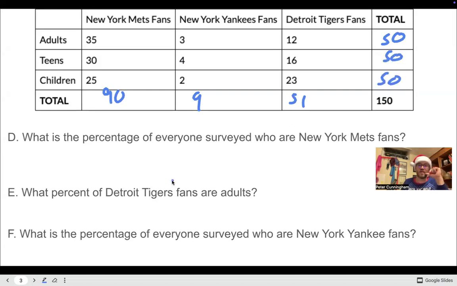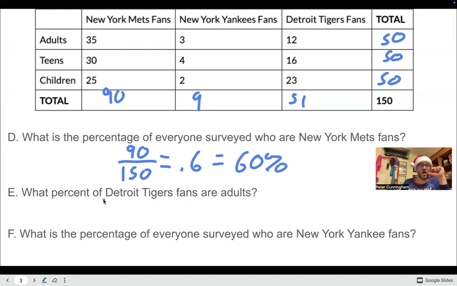Okay, percentage of everyone surveyed who are Mets fans. So everyone surveyed is an important phrase there. That means I know I'm going out of 150. And Mets fans, there were 90. That gives me 0.6. Now that's not 6%. That's 60%.